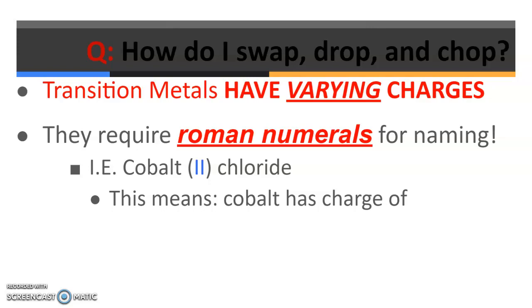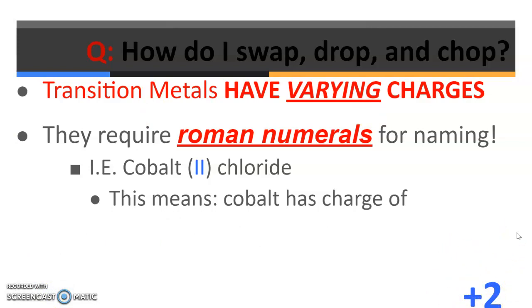So in order for you to know what the charge of a transition metal is, it requires a Roman numeral. An example here would be cobalt(II) chloride. That's the name of the ionic compound, and this would mean that cobalt has a charge of positive 2, okay?